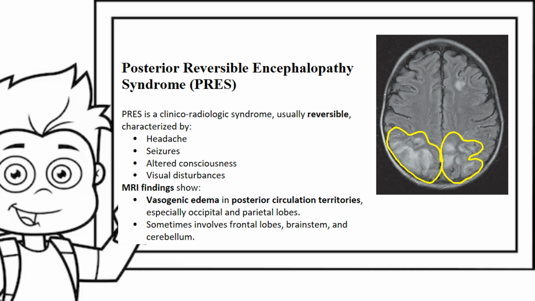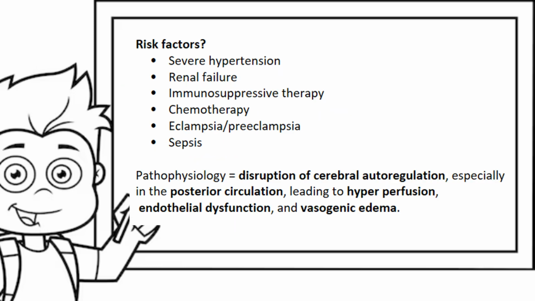What are the risk factors for PRES? Well, severe hypertension, renal failure, immunosuppressive therapy like cyclosporine and tacrolimus, chemotherapy, eclampsia or preeclampsia, and sepsis. The pathophysiology is not fully known, but it is tied to disruption of the cerebral autoregulation, especially in the posterior circulation, which leads to hyperperfusion, endothelial dysfunction, and vasogenic edema.